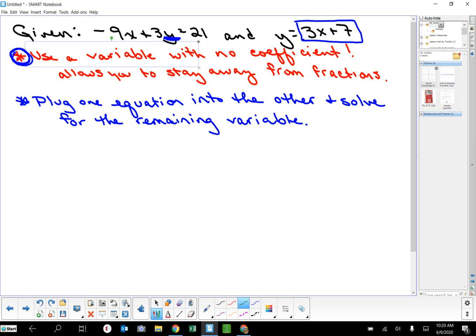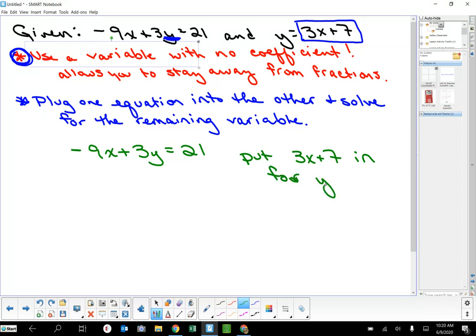I'm going to rewrite down here, negative 9x plus 3y equals 21. And then I'm going to put 3x plus 7 in for the y variable. Okay, so I'm going to put what's right here, I'm going to put it right here. So this is going to look like this. This is the substitution part. So I'm going to put 3x plus 7.